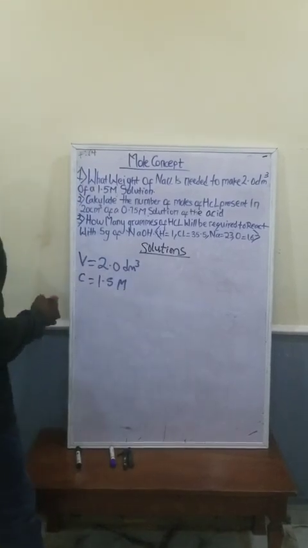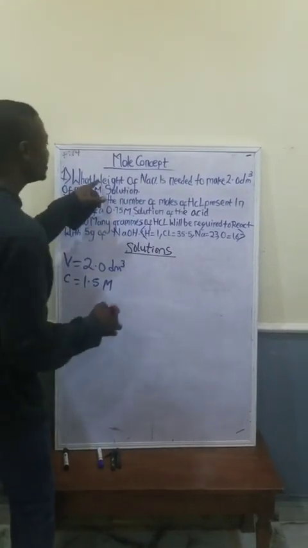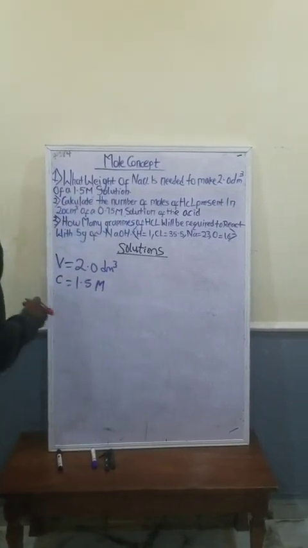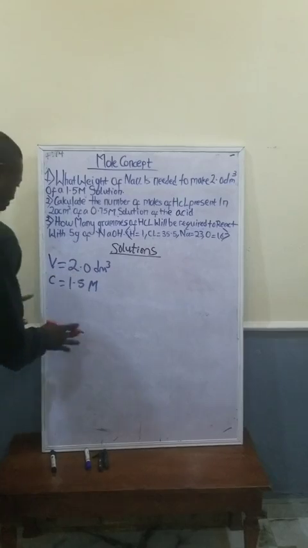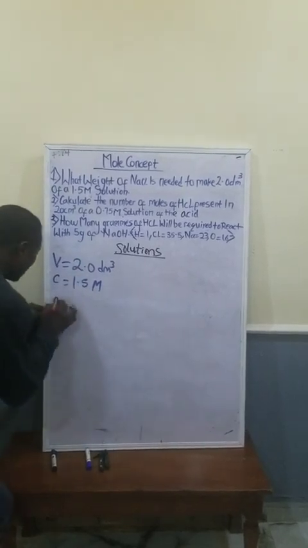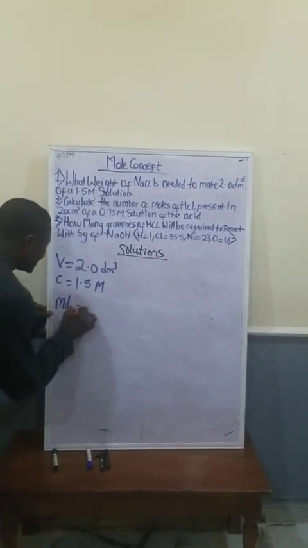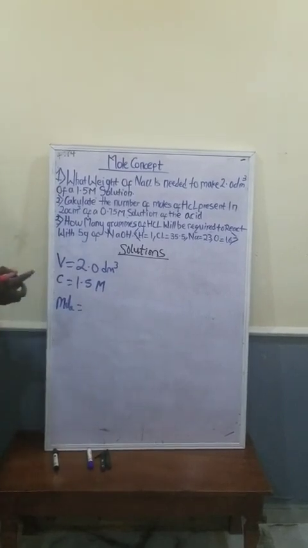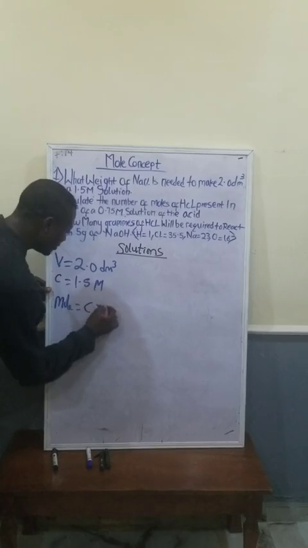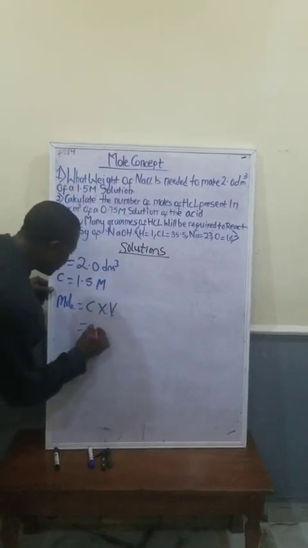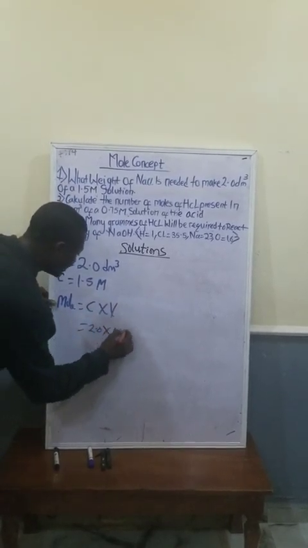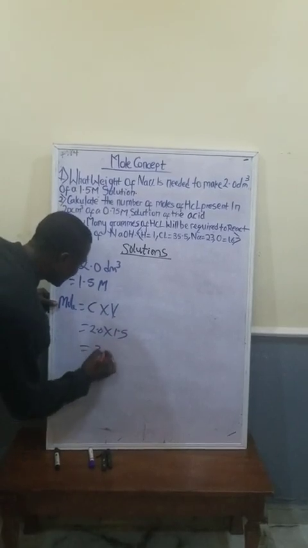So now, we're asking for the weight. Now, you know weight simply means mass. First of all, you first get your mole. Your mole is equal to, you know when it involves solution, concentration times volume. So what's your concentration? 2.0 times 1.5 to give you 3 mole.